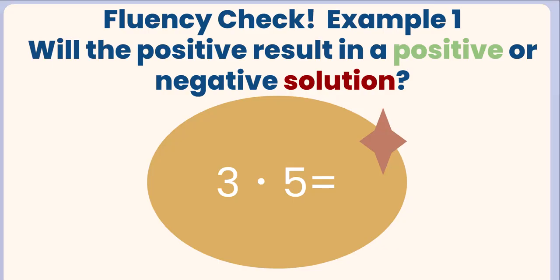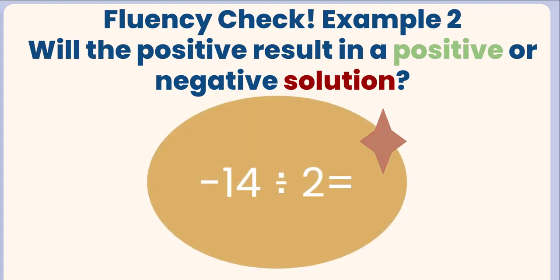Now let's do a little fluency check. You don't have to write this down. Let's see if you can figure out whether the result should be positive or negative. Positive 3 times positive 5 is positive. What about negative 14 divided by 2? Your quotient should be negative. And last but not least, what's the opposite of 7 groups of negative 2? Your product should be positive.